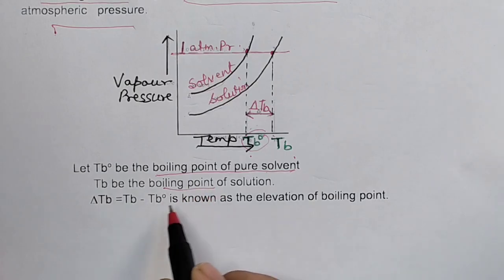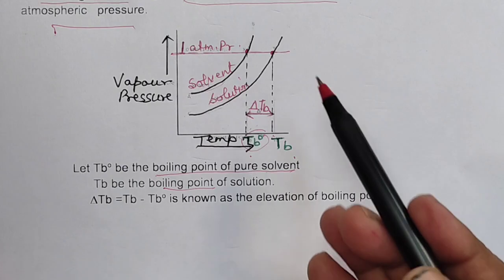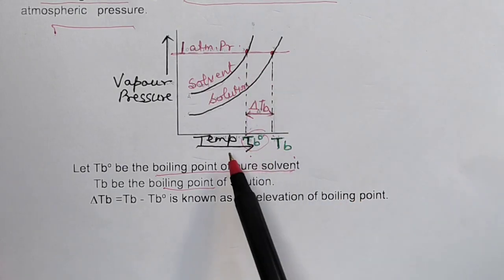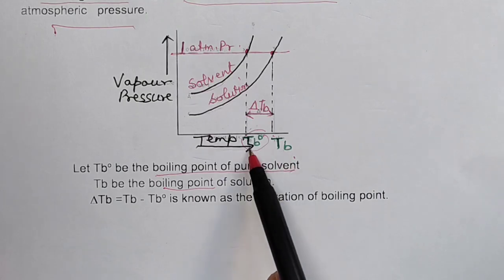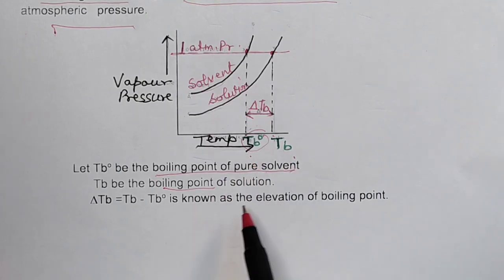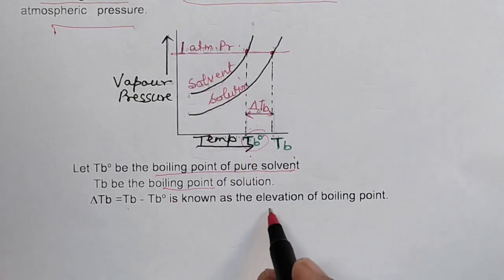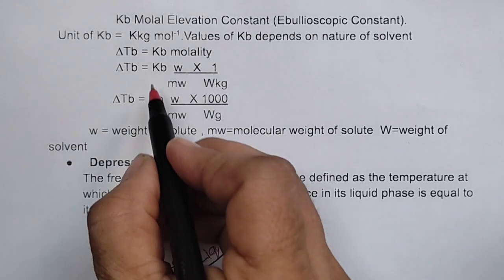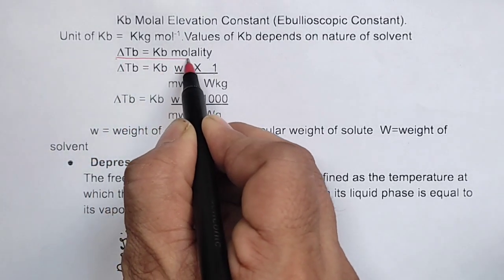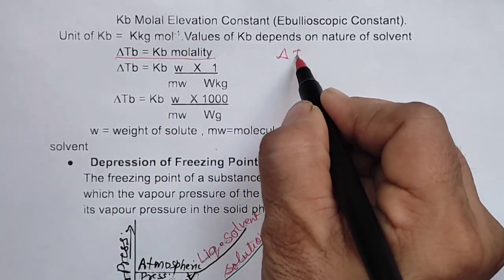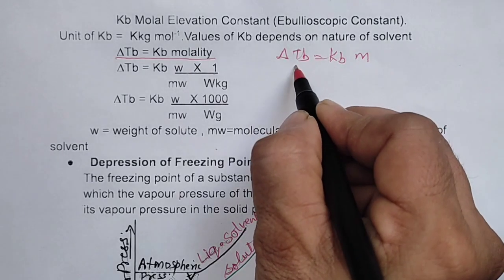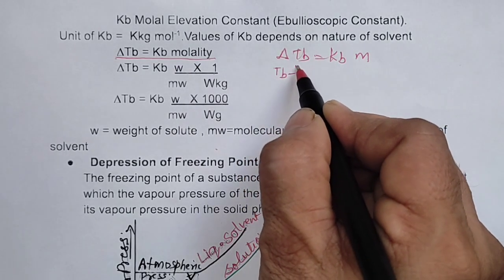Okay, so there is elevation in the boiling point. That means you can check here. This is the temperature. Now the temperature becomes more. So for the solution, the boiling point is more than that of the pure solvent. So there is elevation in the boiling point. We say TB minus TB naught is equal to the elevation in the boiling point. Now since this is also a colligative property, we have the formula delta TB is equal to KB into m. We write it like that, delta TB is equal to KB into m, where delta TB was TB minus TB naught.